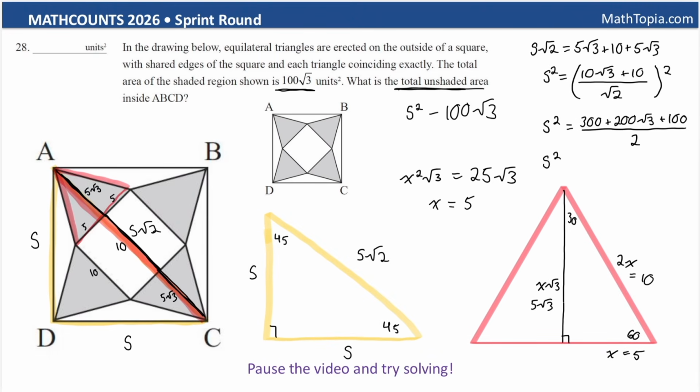And s squared equals 200 plus 100 root 3. So all we need to do now is to plug this answer, what we got for s squared, back into here. And we're subtracting 100 root 3 because we're subtracting the total shaded area in order to find the unshaded area. So we have 200 plus 100 root 3 minus 100 root 3. The 100 root 3's cancel out, and we are left with our final answer, which is 200.